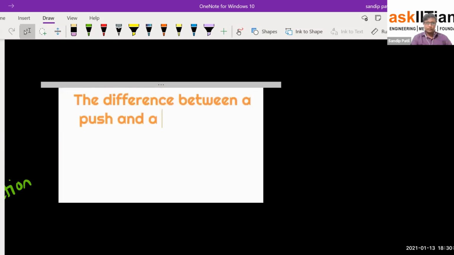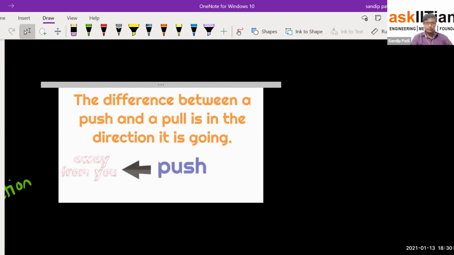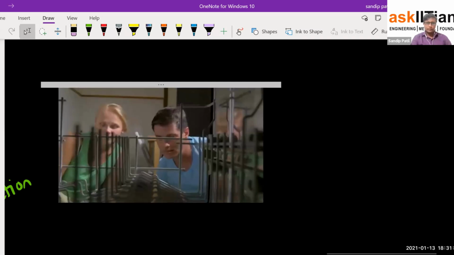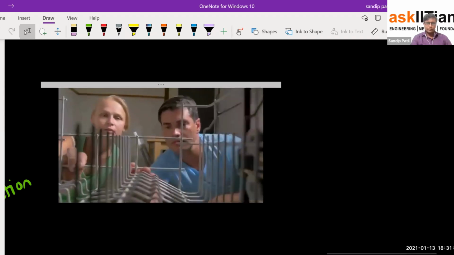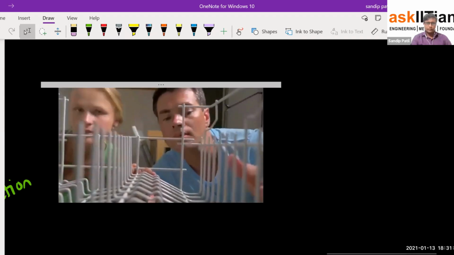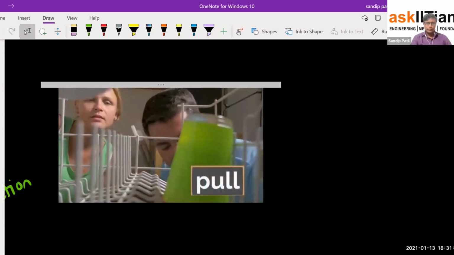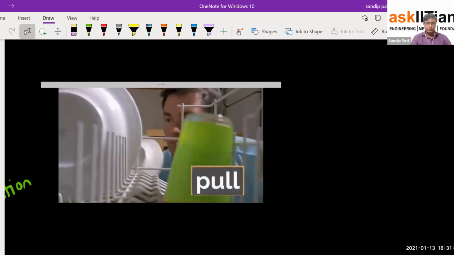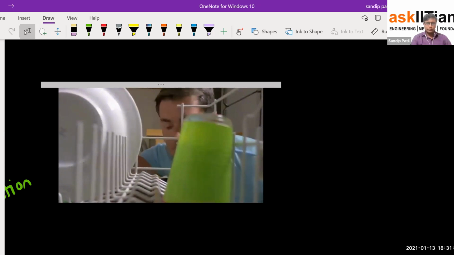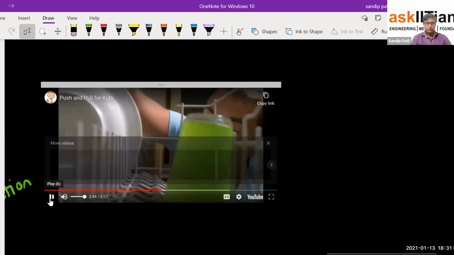The difference between a push and a pull is in the direction it is going. A push moves an object away from you. A pull moves an object toward you. You try now. Is this a push or a pull? Yes, a pull, because they applied force to move the rack toward them. This is a pull.